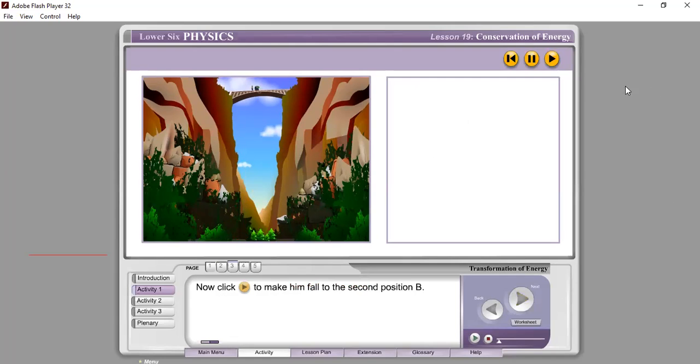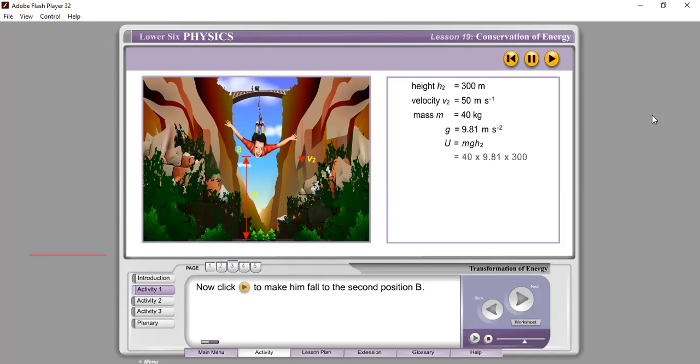Now, click the play button to make him fall to the second position B. Height h2 equals 300 meter. Velocity v2 equals 50 meter per second. Mass m equals 40 kilogram. g equals 9.81 meter per second squared. U equals mgh2, which equals 40 times 9.81 times 300, which equals 1.18 times 10 to the power 5 joules.